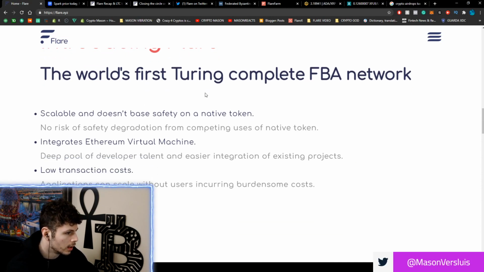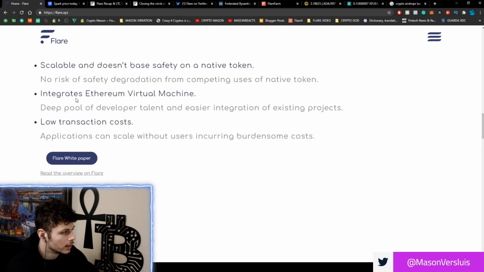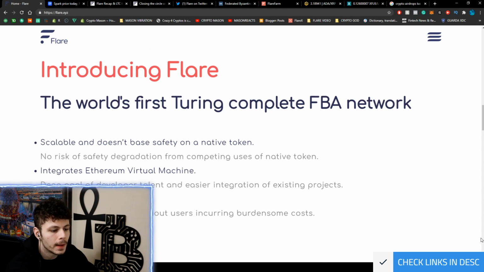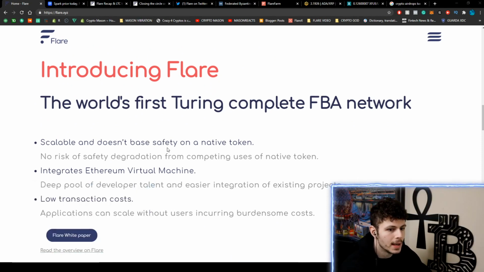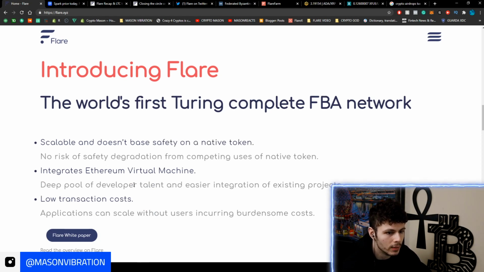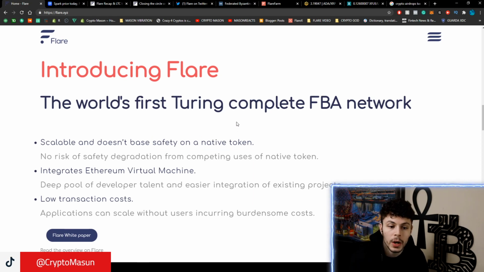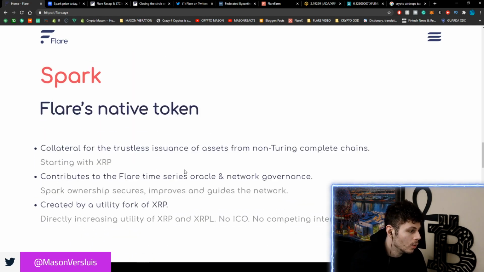But this is the world's first Turing complete FBA network. It is scalable. Unlike Ethereum right now, it's scalable and does not base safety on a native token. Ethereum bases safety on the native token. There's no risk. The native token, by the way, is Spark. So Flare's native token is Spark, and Ethereum's native token is Ethereum. It integrates the Ethereum Virtual Machine, so it's actually using the Ethereum Virtual Machine on the back end. This doesn't mean that if Ethereum fails, Flare fails. They don't rely on each other like that. This just means they're using the virtual machine that Ethereum built. It has low transaction costs. Compared to Ethereum, it has very low transaction costs.